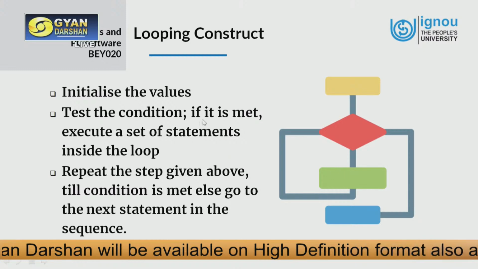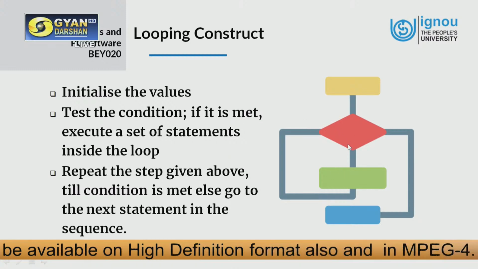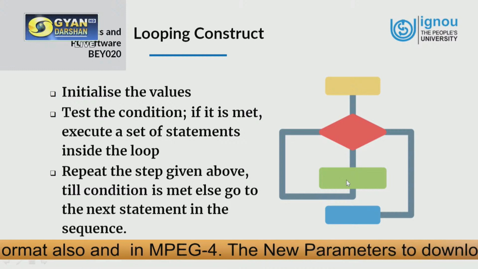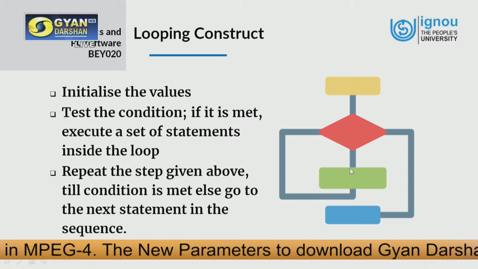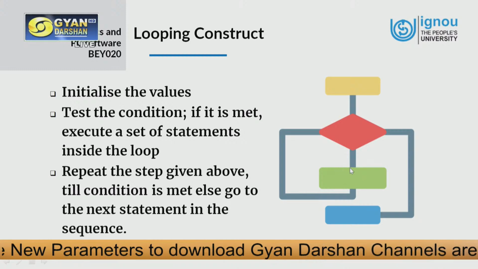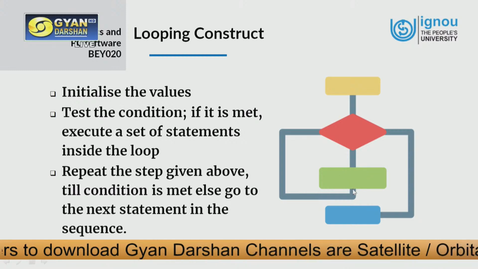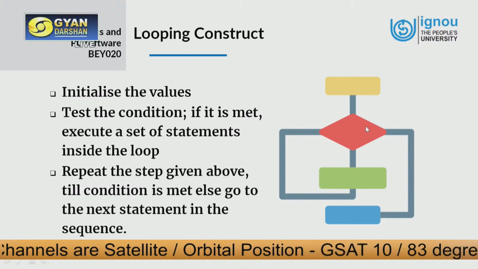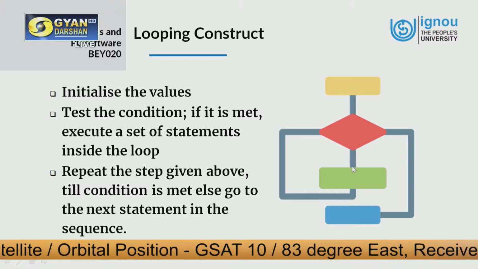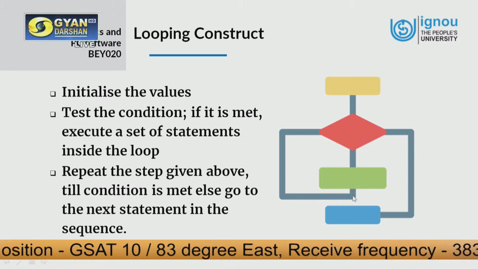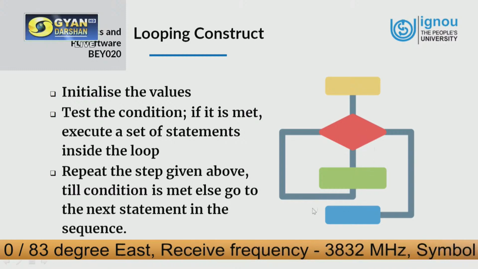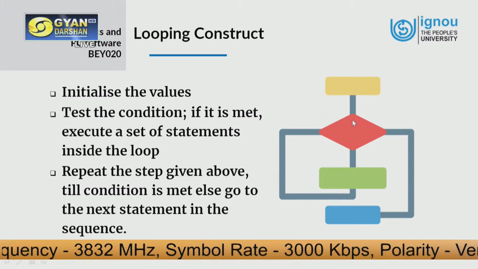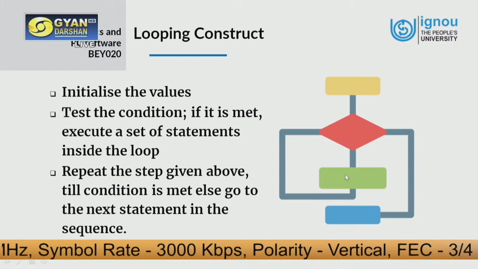If the test condition is met, that means the condition is true, then you go to this green box and perform whatever has been mentioned there. Once it is completed, the test is taken again, and once again, if true, the same thing is performed. So a particular sequence of operations may be repeated. This may be required when you want to add a series of numbers, so you want to repeat it.